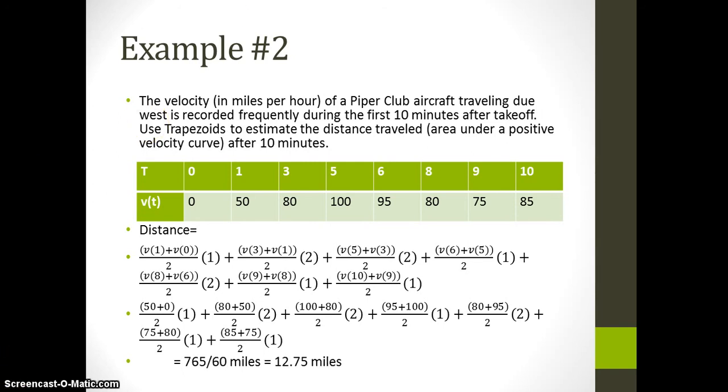And a quick correction, notice that the velocity is measured in miles per hour, and we want to find the distance traveled after 10 minutes. Well, that in fact would be 12.75 miles. We have to divide by 60 minutes per hour.